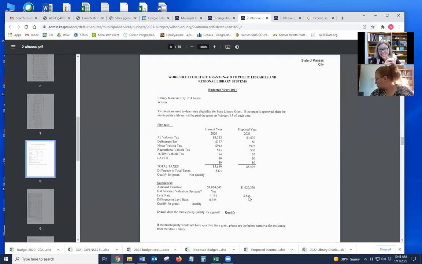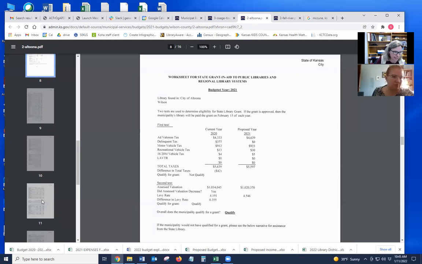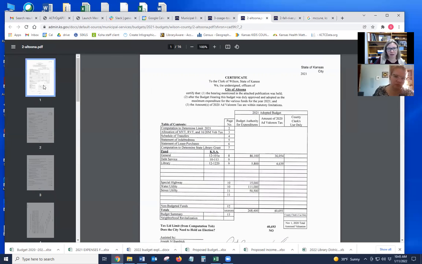So there was nothing on the, I'm going to go to this page. Oh no, I'm going to go back up here to this page, where this one. So on one of my libraries, we looked at this certificate, and under library it had 0 and 0 because the city clerk made a mistake. So by being more aware of the process, you can advocate for yourself and for your board and for your library.